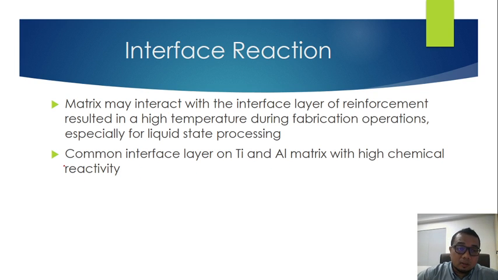So, ini yang dikatakan bila kamu gunakan metrik kamu, dia akan bagi interface yang berbeza. Either strong or weak. So, untuk strong and weak, please refer back to lecture 2. Apa akan terjadi kalau interface kamu, bonding interface kamu rendah? Kalau bonding interface kamu kuat, apa yang akan terjadi? So, please refer back to previous lecture.